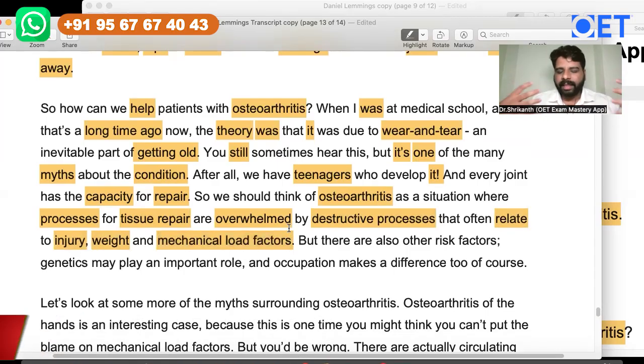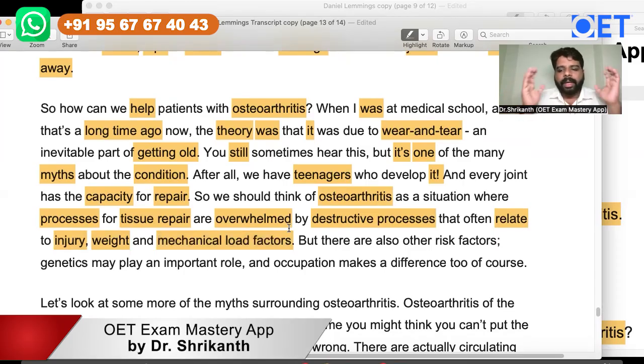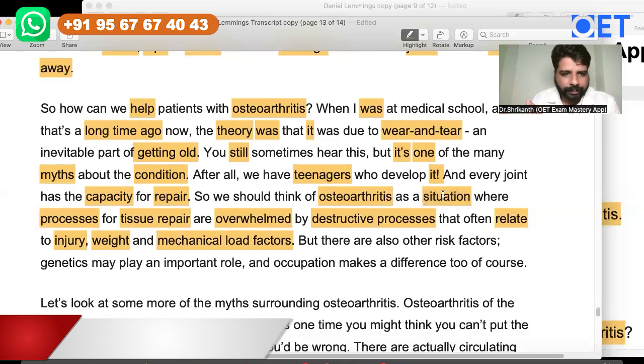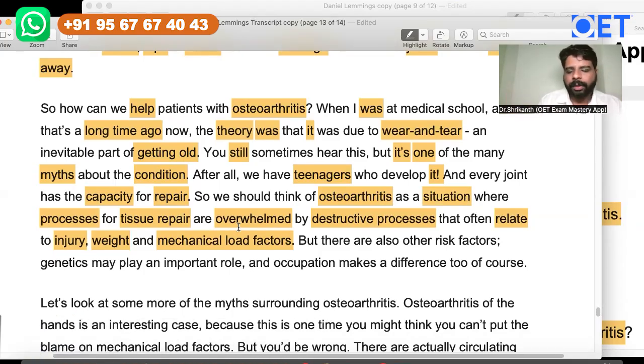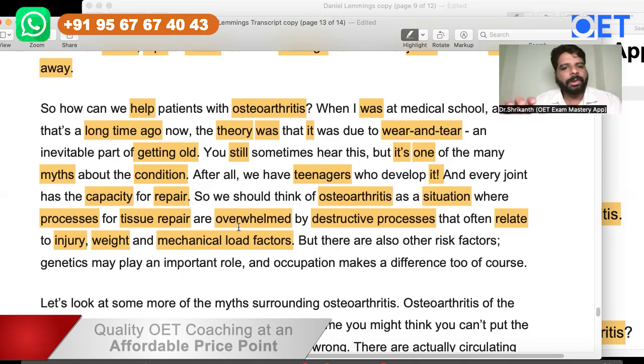So now what is he saying? He is saying the reality of osteoarthritis. If we have a patient suffering from osteoarthritis, what is the situation? The situation is the processes for tissue repair are overwhelmed. For example, if I give you a 1 kg dumbbell, it is going to be easy for you. If I give you a 5 kg dumbbell, that is also going to be easy.